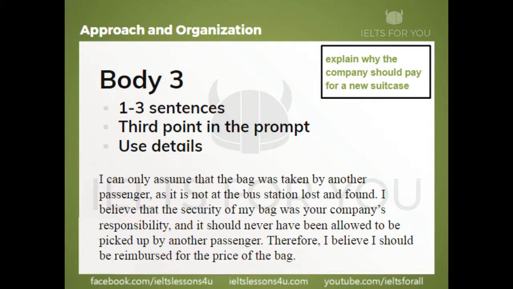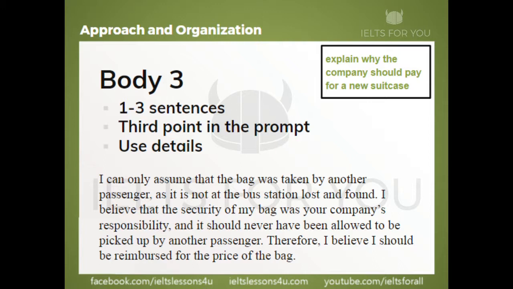All right. So, notice we're very clear about the reason why. Okay? We're using that keyword therefore and I believe. Very strong opinion language. Right? And not only that, but we're using some fairly complex grammar in this case. Right? It should never have been allowed to be picked up by another passenger.